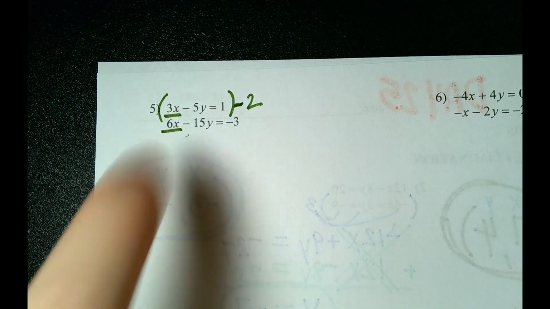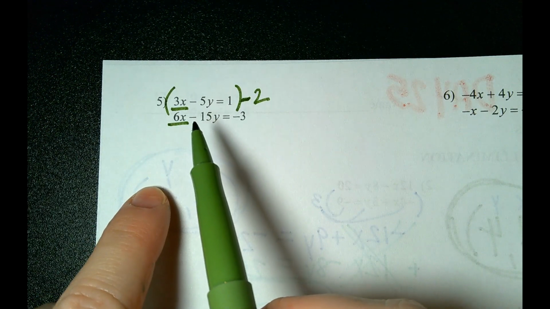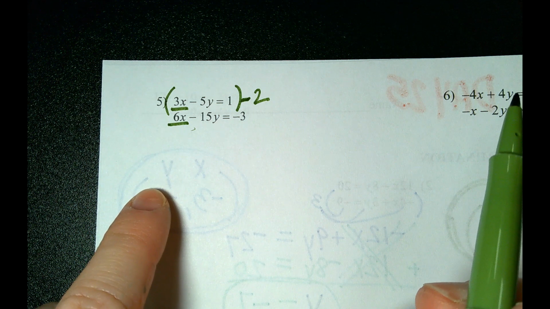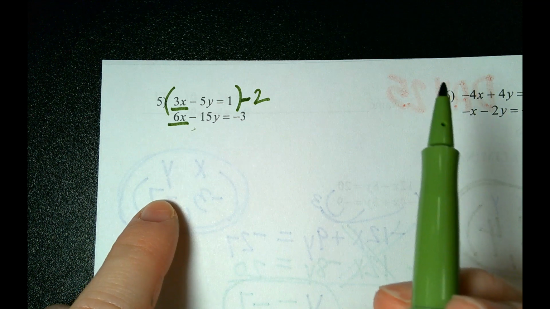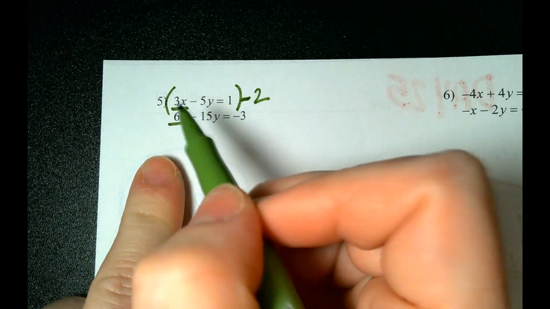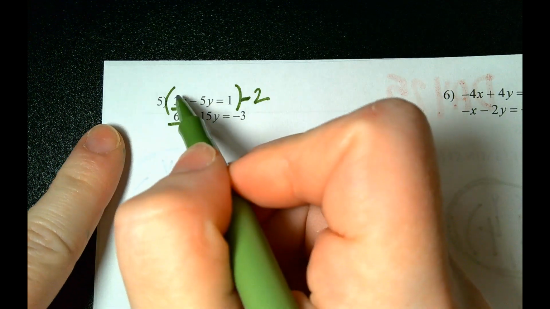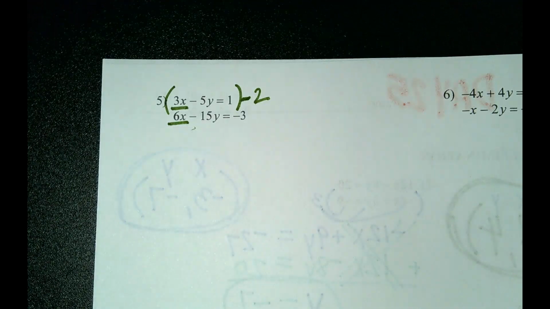Why are we using positives in the previous one, but now we need to use a negative here? Because the x's have to cancel out. Yes, thank you. The x's need to cancel out. If they're both 6x, they're both positive 6x, when I add my equations together, that's going to give me 12x. It actually will not cancel.